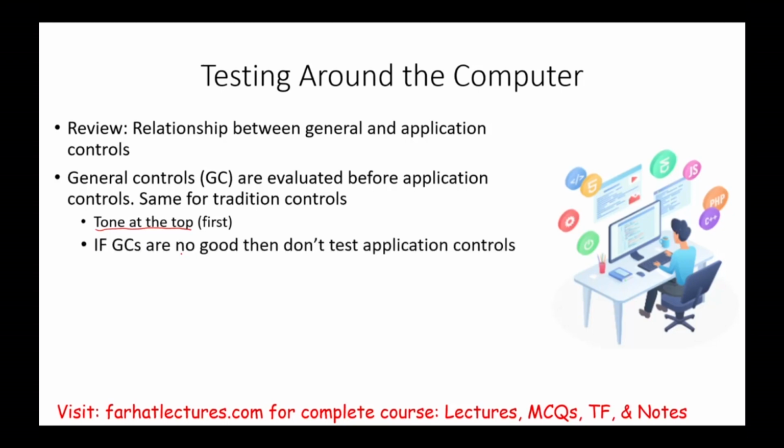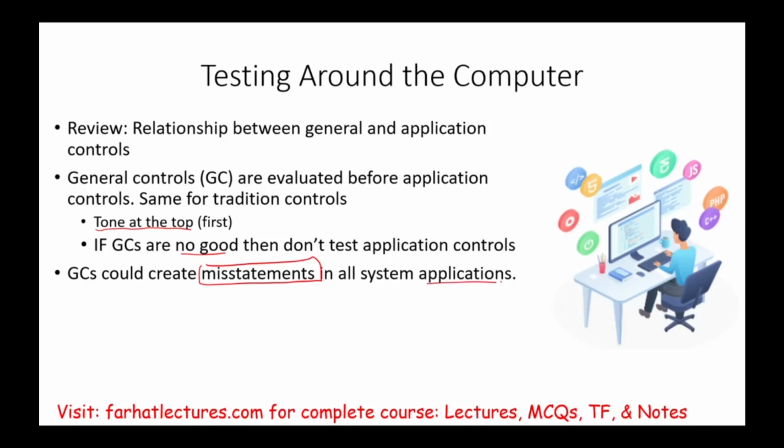If general controls are no good, then we don't test application controls, because general controls would create misstatements across all applications. Therefore, it's useless to rely or test the applications themselves. For example, if we don't have segregation of duties, which is a general control, let's assume a programmer can also be a user. Then the programmer can do whatever they want to, because they can use the system and program it to make it do stuff to override controls.